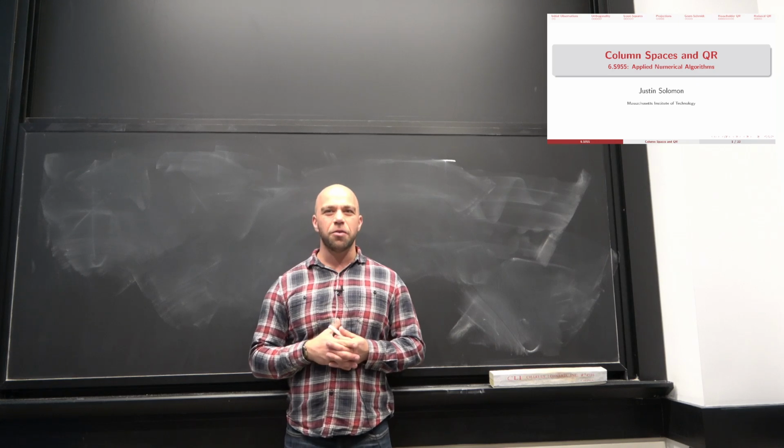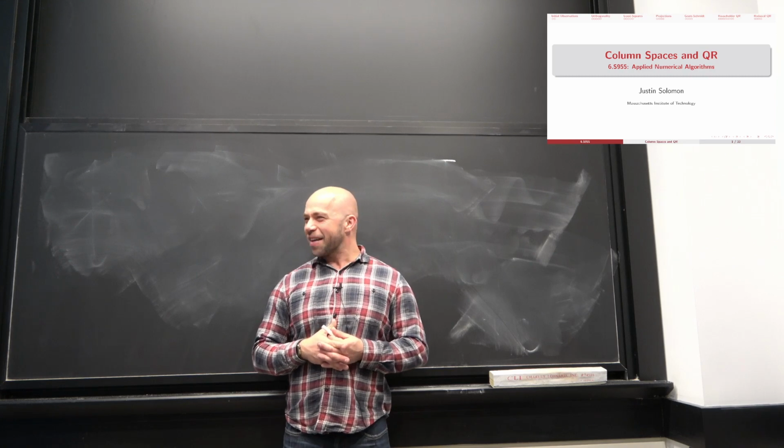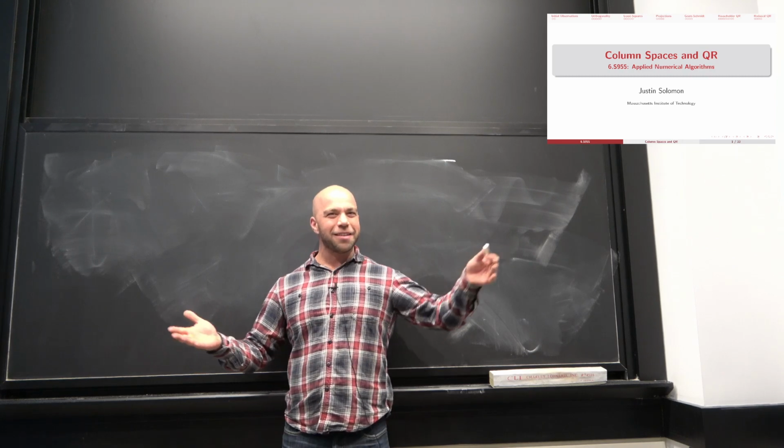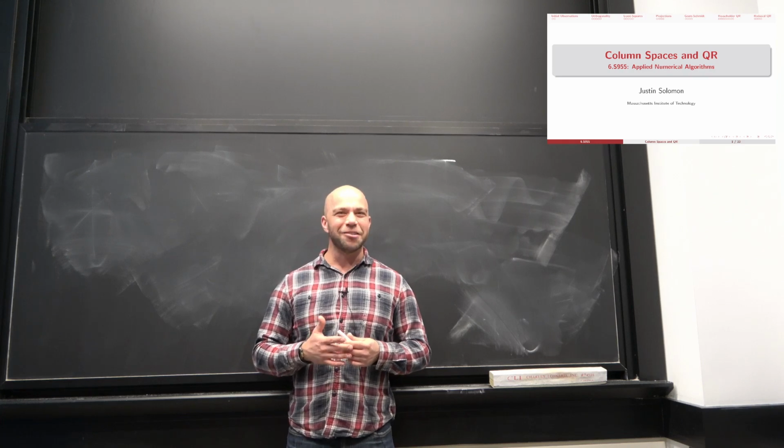Does anybody know why it's called QR? Yeah, because we called the matrices Q and R, and whoever wrote it down the first time decided those were the letters, and now we're stuck with that. So to my knowledge, there's no real pattern there.